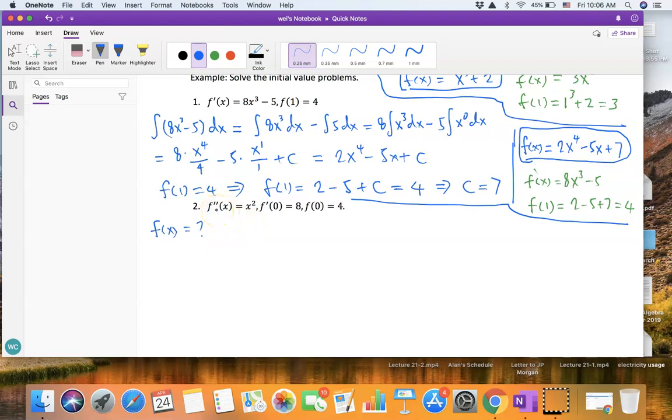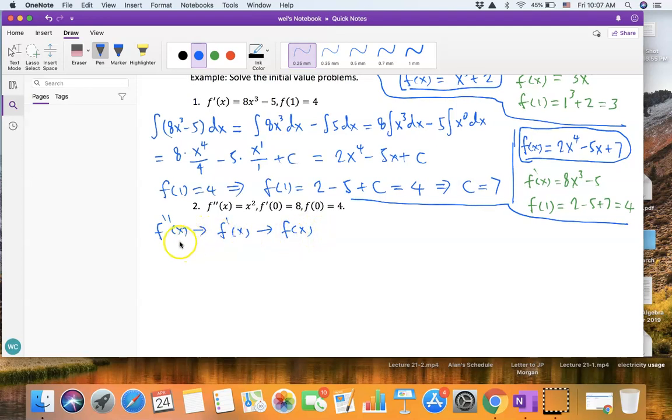Since we are given the second derivative, we first need to determine what the first derivative function is. And once we find the first derivative function, we use the second initial condition, and we can find f(x), the function.